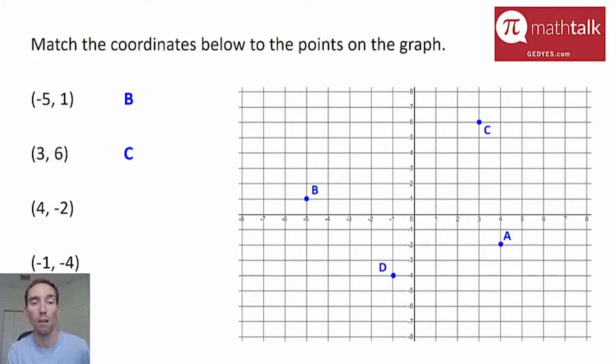For the third point, we have 4, negative 2. X is positive, y is negative, which means I go right 4, down 2. That's in quadrant 4, which is A. And in my last point, I have negative 1, negative 4. Both x and y are negative, which means it should be in quadrant 3, which corresponds to point D. All right, let's take another look at an example.